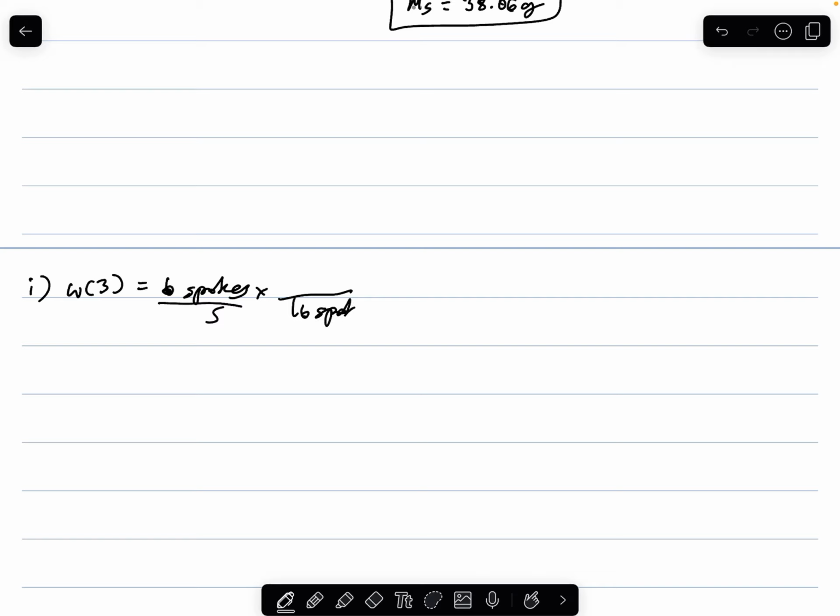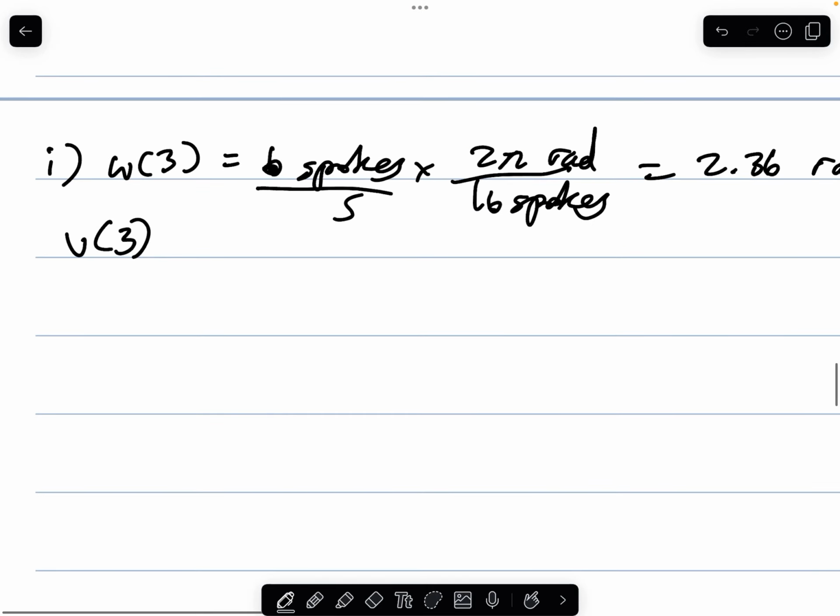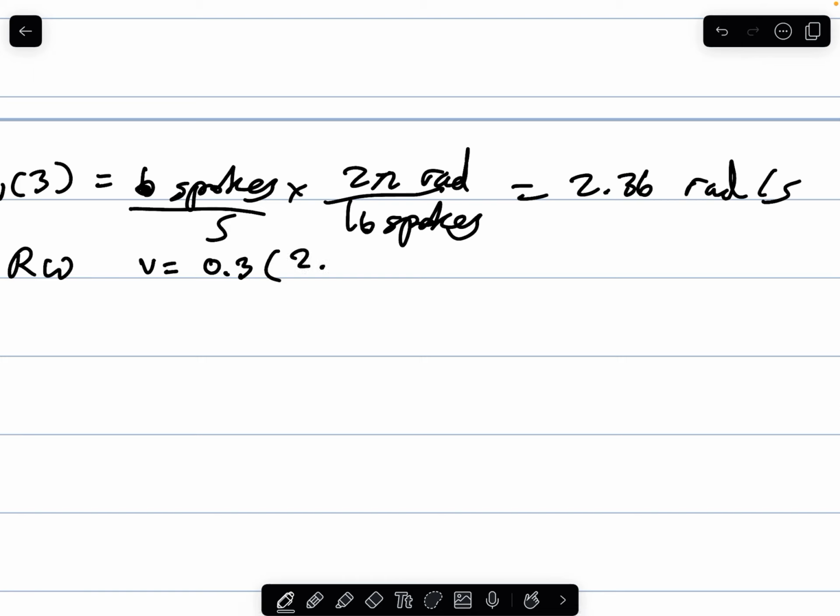And you divide it by 16 spokes, multiply by 2 pi radians to get 2.36 rad per second. And now I'm going to find the velocity at 3 seconds as well, because I think that will make it easier to find the total kinetic energy of the system. I know velocity is equal to radius times angular velocity. So you just plug in what you have for radius and angular velocity at 3 seconds, which is 2.36. So now velocity is going to be 0.71 meters per second.